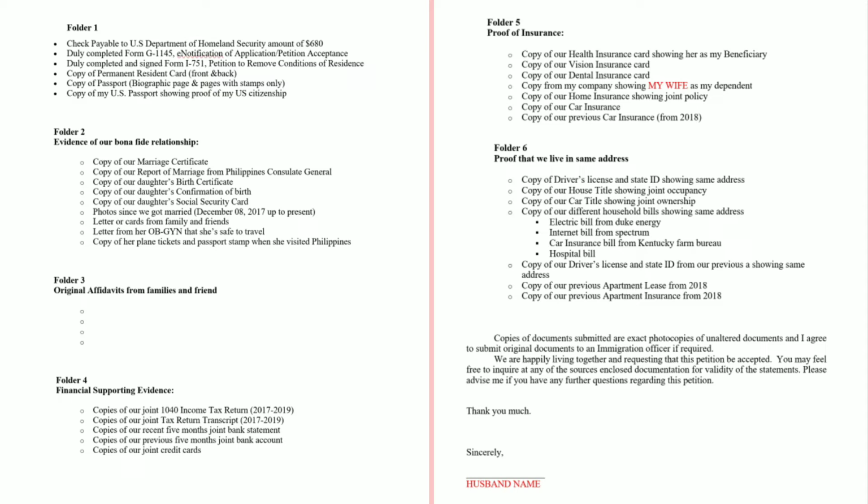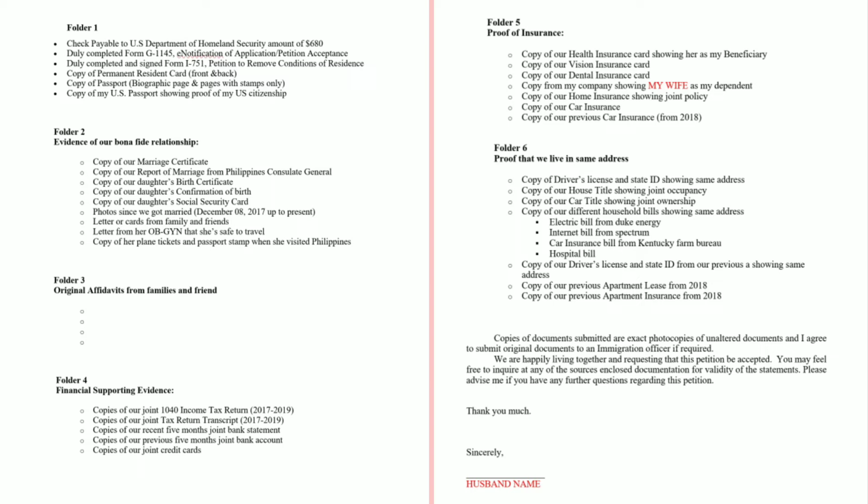Folder 4 is our financial supporting evidence. So I submitted copies of our joint 1040 income tax return for the years 2017 up to 2019. For this one, I only printed the first 4 pages of our income tax return.